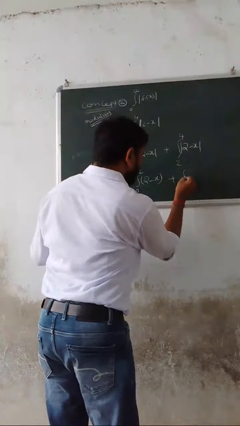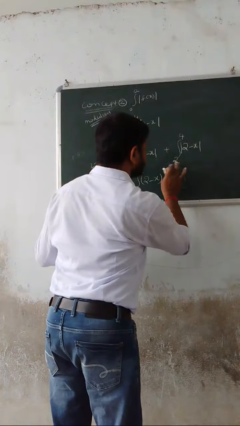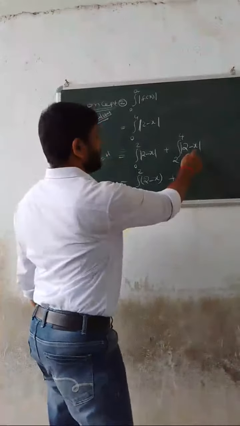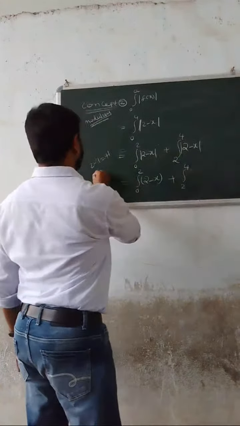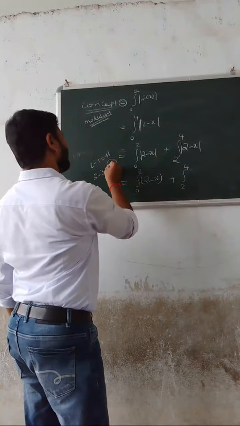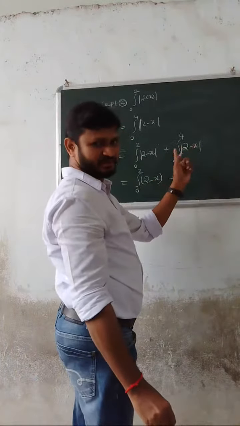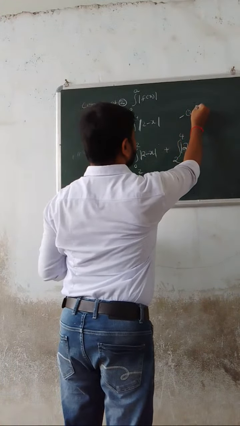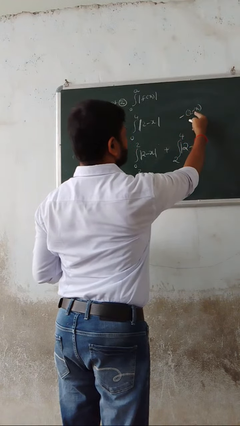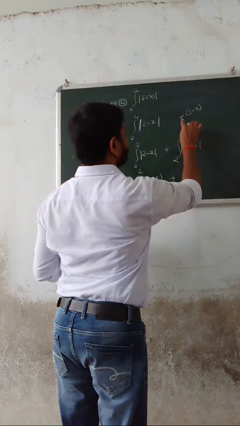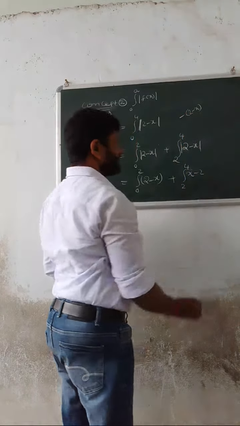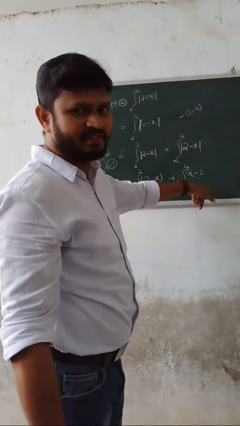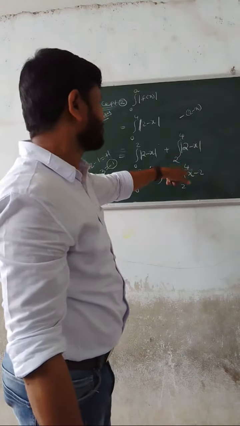Now we go for the next one. The number between 2 and 4 is 3. Put here 2 minus 3. 2 minus 3 is negative. That is negative, so the expression becomes minus of 2 minus x, that is, x minus 2. That's why we split the limits. This is 2 minus x and this is x minus 2. Don't memorize by heart. Please apply the concept.